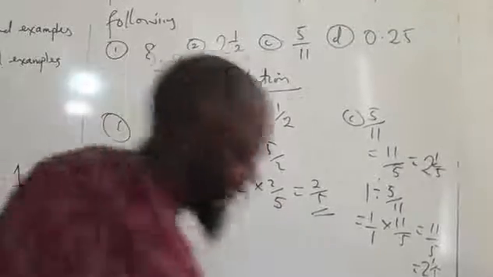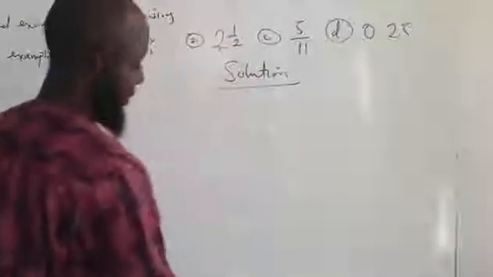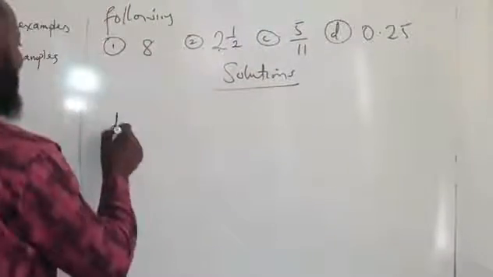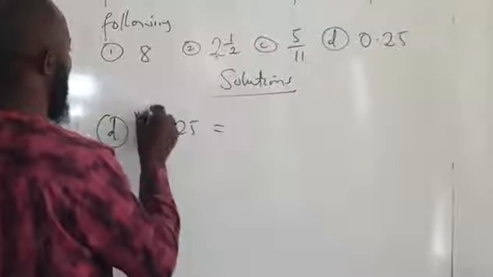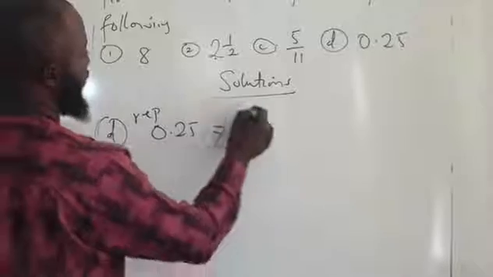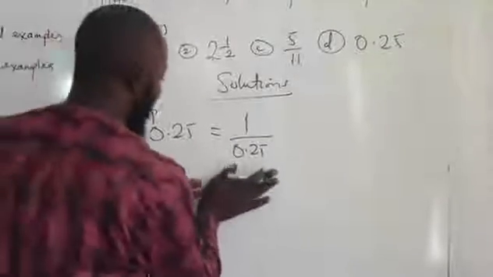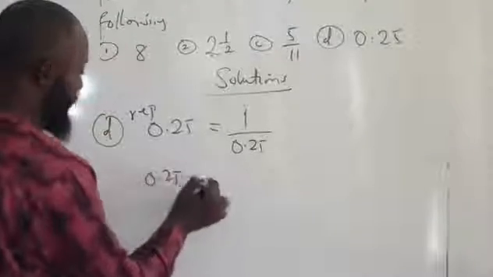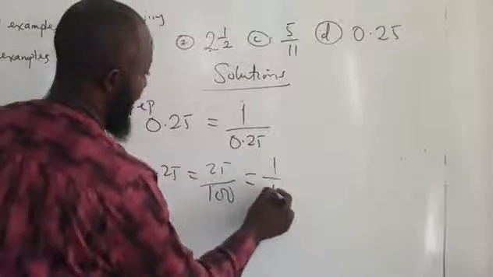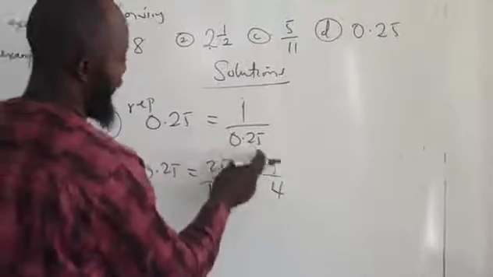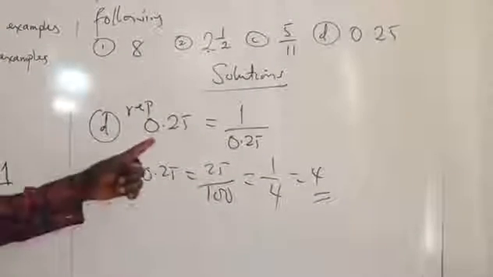Now the last part, which is the decimal. How do we do that? The reciprocal of 0.25 will be 1 all over 0.25. But before you do this, change 0.25 to a fraction, which is 25 over 100, which is 1 over 4. So the reciprocal of 1 over 4 is equal to 4. Is that clear?